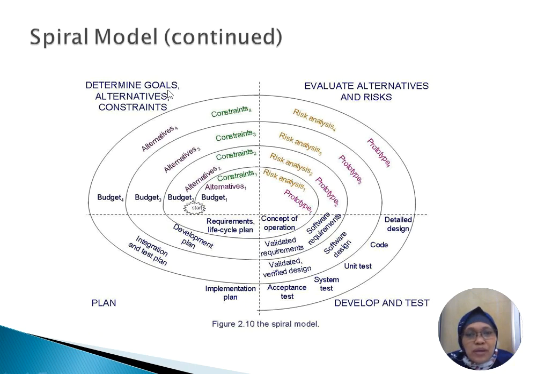Okay, this is the spiral model that we have known, step by step. It depends on the budget from the customer. It goes through iteration planning, goals, evaluate, develop, and test, and continues from one step to another.